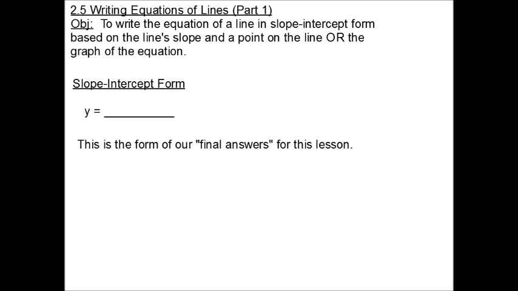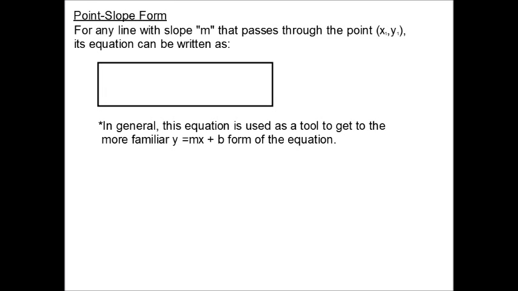Now of course slope-intercept form, we've worked with this a little bit, but that's going to be y equals good old mx plus b. Now this is the final answer for this lesson. Short and sweet, there it is. Now for slope-intercept form, we need to talk about point-slope form a little bit.